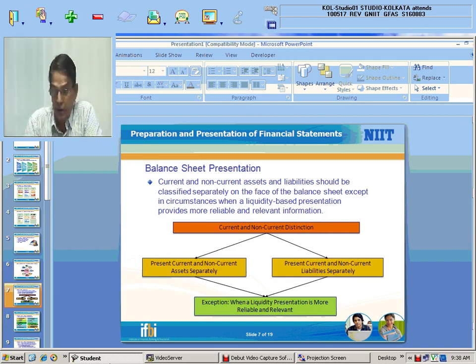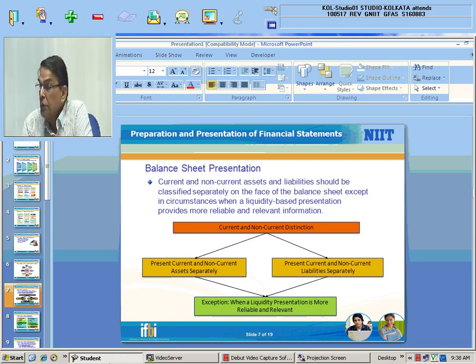When you consider an asset as a current asset or a liability as a current liability, we classify an asset as current when it is expected to be realized in or is intended for sale or consumption in the entity's normal operating cycle, or it is held primarily for trading, or it is expected to be realized within 12 months after the reporting period, a maximum period of 12 months. So an asset is considered current if it is expected to be realized in or is intended for sale or consumption in the entity's normal operating cycle, or if the asset is held primarily for trading, or it is expected to be realized within 12 months after the reporting period. So this is the test we apply for classifying an asset as a current asset or a non-current asset.